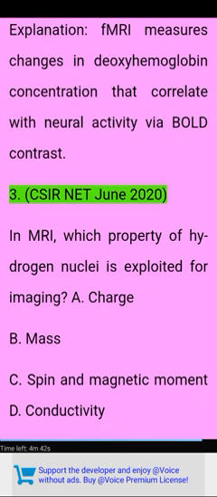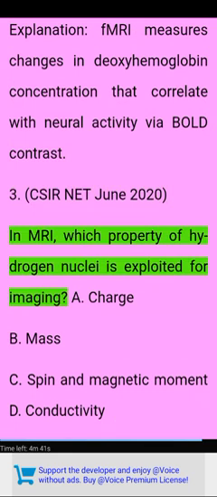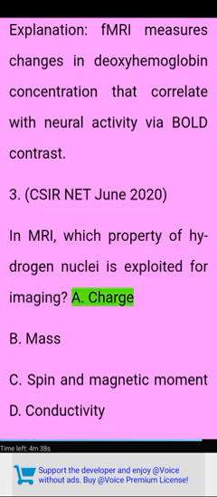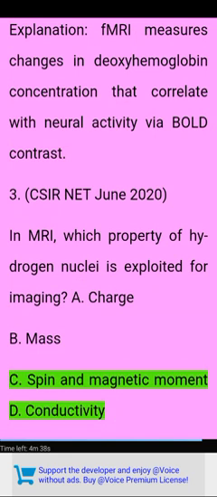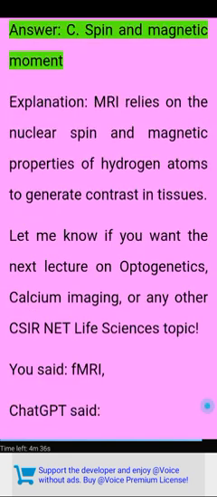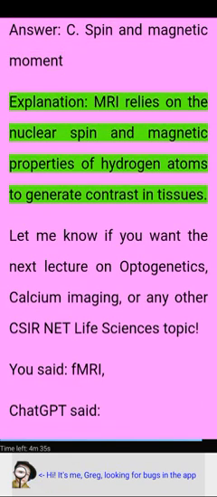3. CSIR-NET June 2020. In MRI, which property of hydrogen nuclei is exploited for imaging? A. Charge. B. Mass. C. Spin and magnetic moment. D. Conductivity. Answer: C. Spin and magnetic moment. Explanation: MRI relies on the nuclear spin and magnetic properties of hydrogen atoms to generate contrast in tissues.